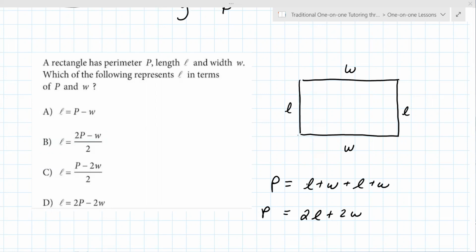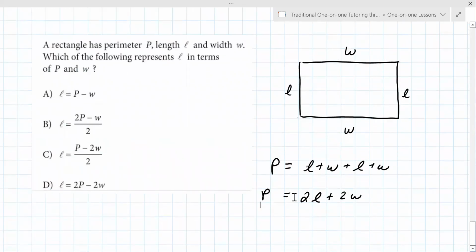Okay. I feel like it's C. Okay. How confident are you in your answer? Middle confident. Okay. All right. Well, let's take a look here.